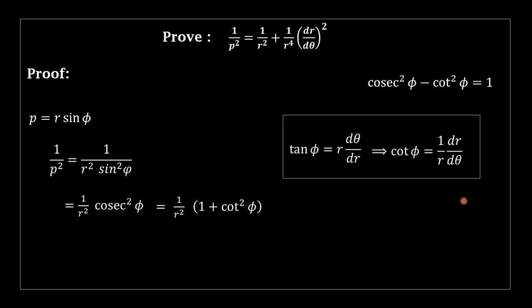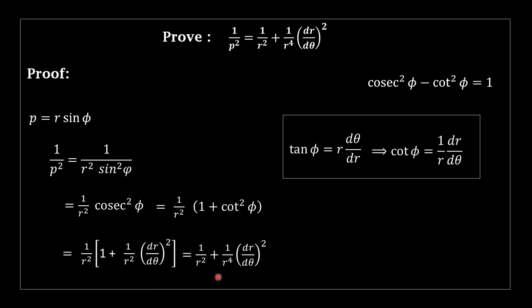Let me use this result so that the above equation reduces to the form 1 by r square into 1 plus, I am just replacing cot phi by 1 by r into dr by d theta, so that it is of the form 1 by r square into 1 plus dr by d theta whole square, multiplying 1 by r square to the terms inside the brackets, so that the equation is of the form 1 by r square plus 1 by r to the power 4 into dr by d theta whole square. Hence the proof.